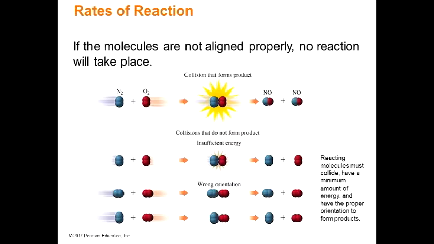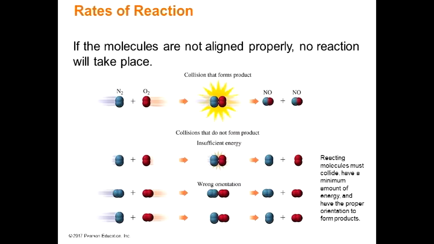Okay? All right? So here's an example of nitrogen, which is a diatomic gas, which you know. And this is oxygen, which is also a diatomic gas. They collide, and they find the right orientation, and they produce NO and NO, which we call NOx. It's a pollutant in the atmosphere. Okay, so this is what happens.